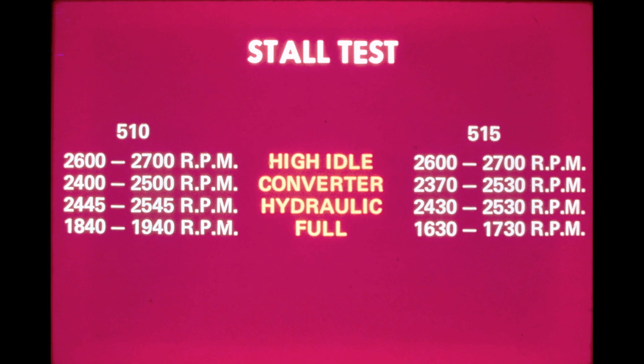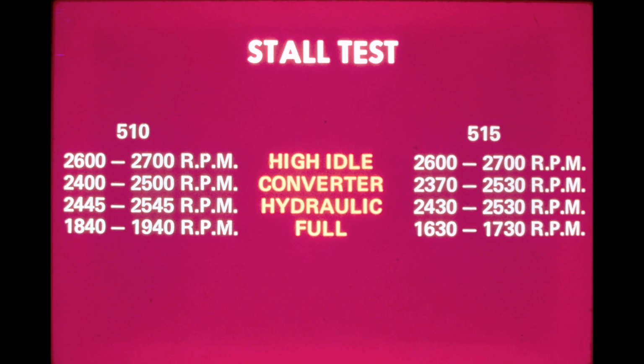To perform a converter stall check, engage the transmission in third gear forward and apply the parking and right foot brake. Accelerate the engine to full throttle and read the maximum speed of the engine on the tachometer.